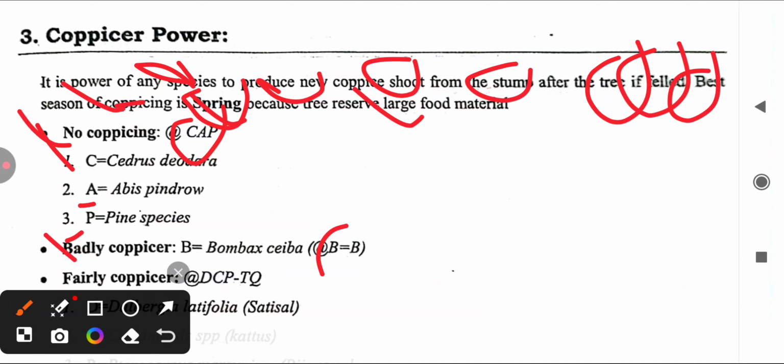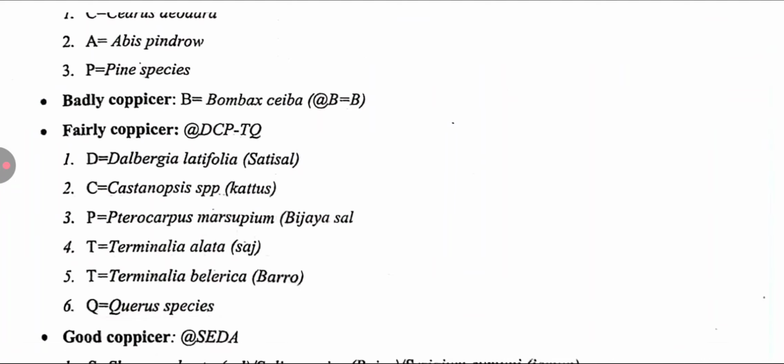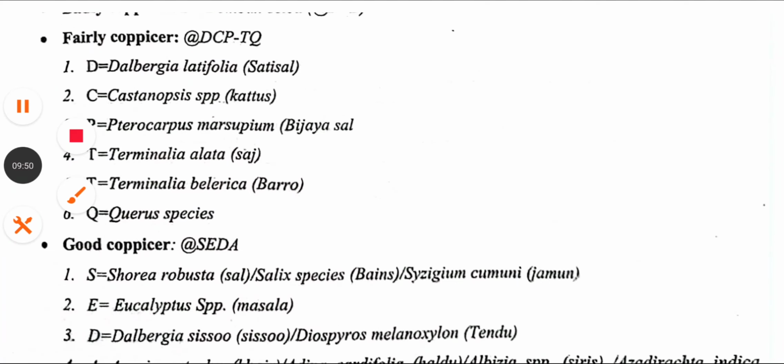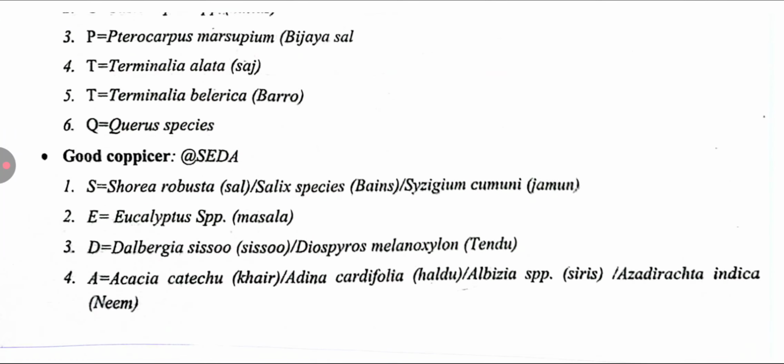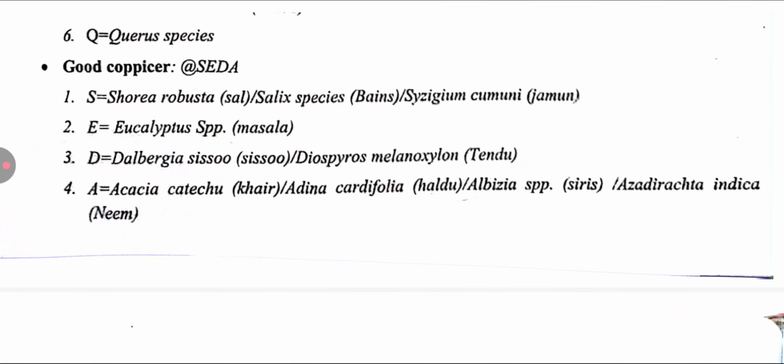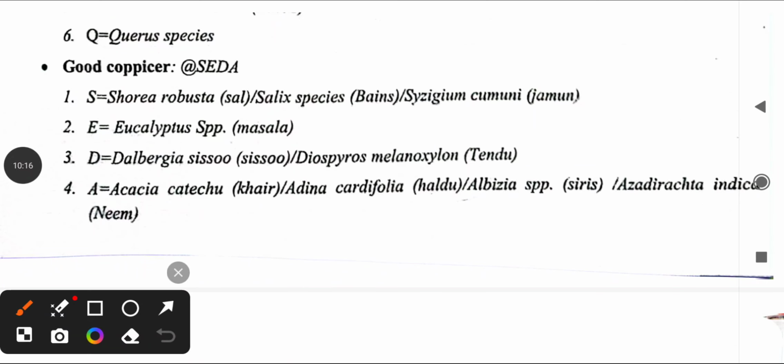Badly coppicing: Bombax ceiba. And fairly coppicing: DCPTQ, Dalbergia latifolia, Castanopsis species, Pterocarpus marsupium, Terminalia alata, Terminalia bellerica and Garuga species.